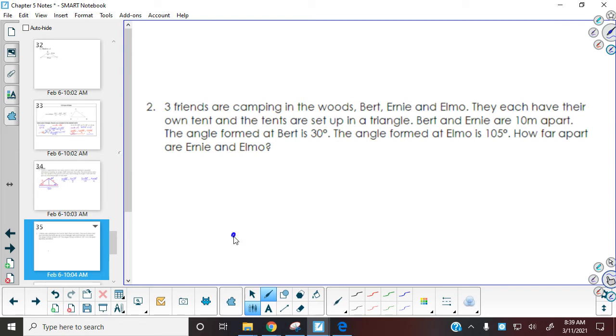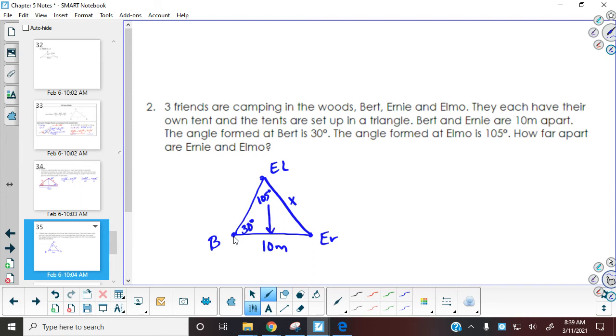So first off, it doesn't really matter what your picture looks like as long as you make sure you drew your labels in correctly. So you have Bert, Elmo, and Ernie, and the triangle going on here, and let's label what it tells us. Bert and Ernie are 10 meters apart. The angle formed at Bert is 30 degrees. The angle formed at Elmo is 105. So clearly my picture is not drawn to scale. That's fine. How far apart are Ernie and Elmo? So they're trying to figure out that length right there.